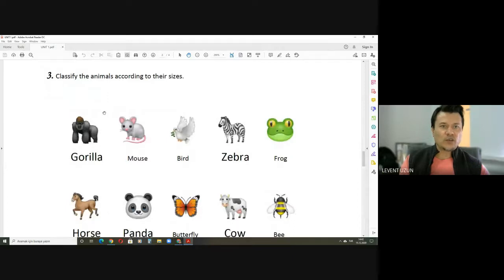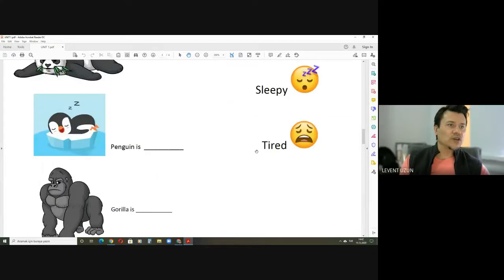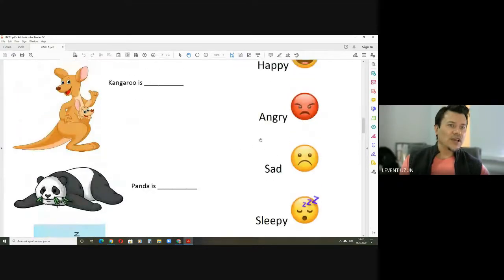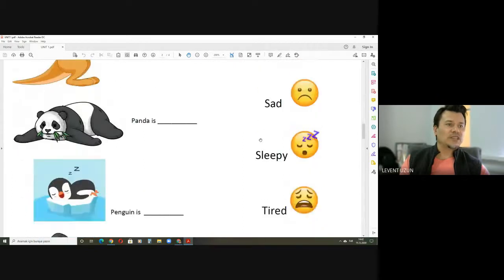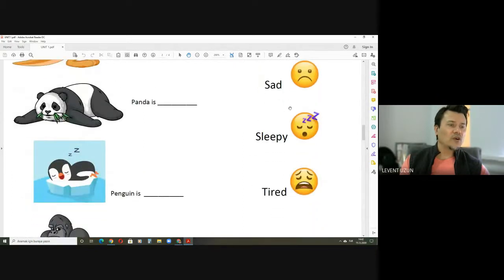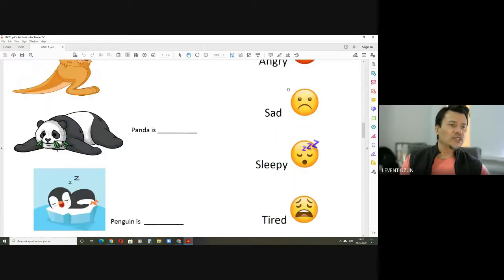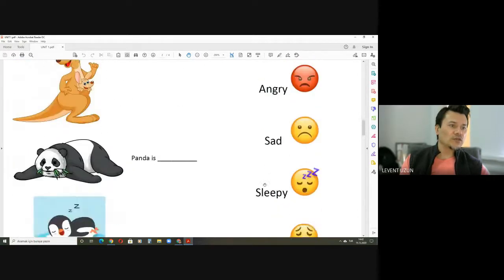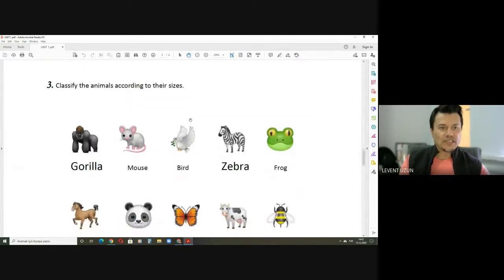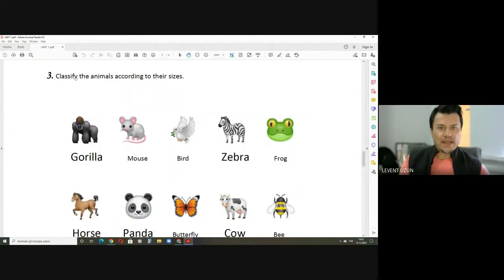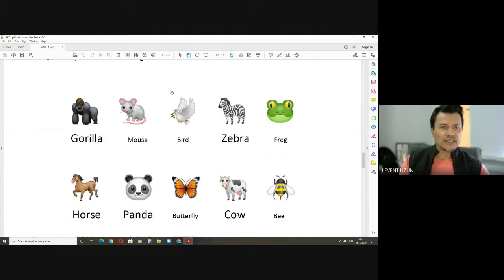Classify the animals according to their sizes. Now you talk about sizes. So here you taught these words, and talking about the consistency principle, I would expect something that would follow related to these emotion words. Do you understand, Lisa? Yes, I got it. But you talk about sizes.